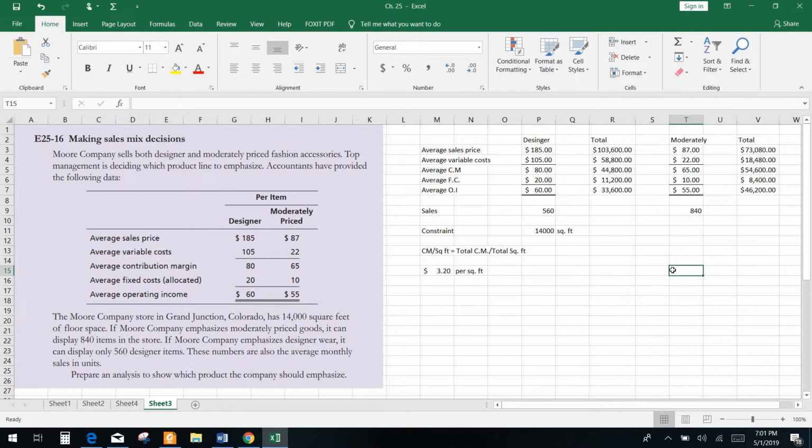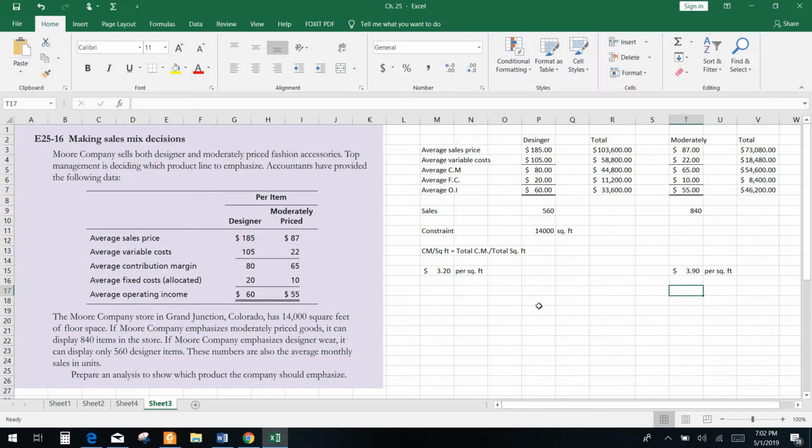And then for the moderately priced, it's the same thing. You take the total contribution margin, divide it by the constraint, and you get $3.90 per square foot. And that is our answer. The moderately priced has a higher contribution margin per square foot, per the constraint. So we would choose to emphasize the moderately priced item.